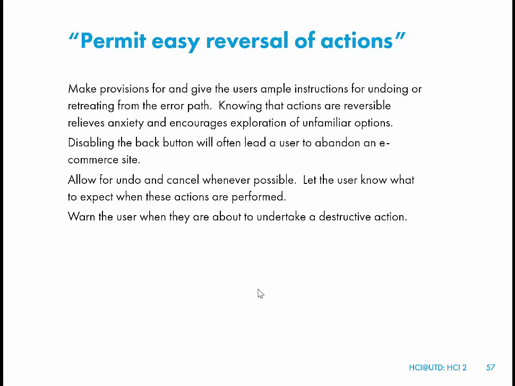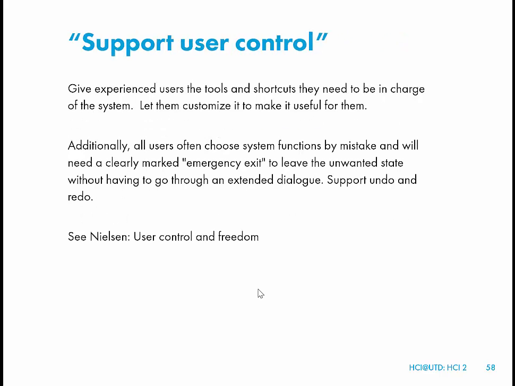So you want to allow undo and cancel wherever possible. Let the user know what to expect, though, when these actions happen. And then you want to warn the user when they're about to undertake a destructive action. Support user control. You want to give the user the tools and the shortcuts they need to be in charge. You want to let them customize it to make it useful for them. You also want to know, users are going to choose system functions by mistake, and they're going to need a clearly marked emergency exit to let them leave an unwanted state without having to go through extended dialogue. So you want to support undo, redo, and get me the heck out of here. So, things to think about.